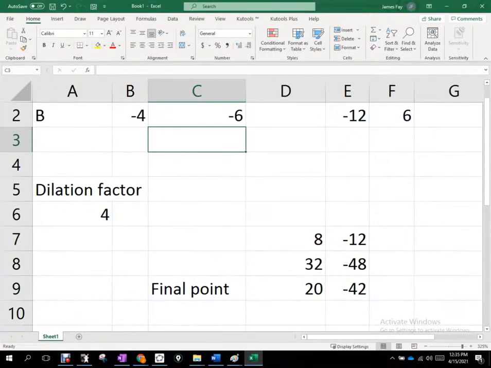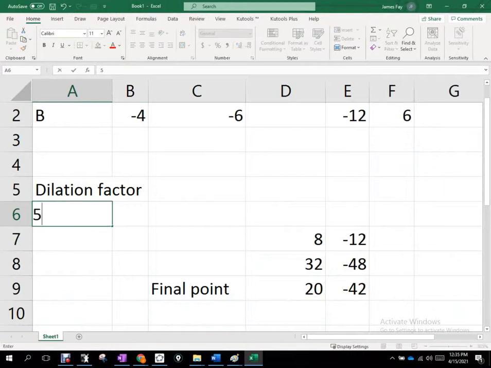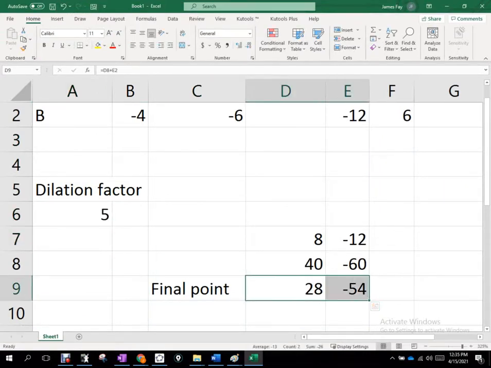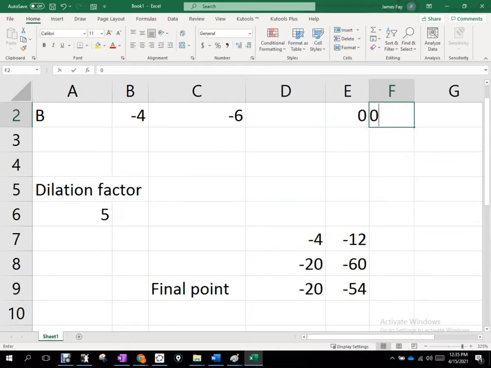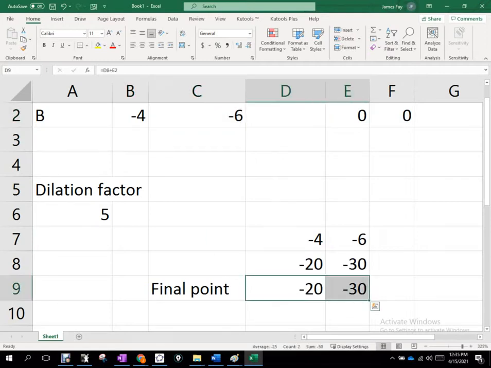If you were giving me a different scale factor, if you said I want a scale factor of 5, see how it changes? And now that would be the point that started at negative 4, negative 6, dilated about negative 12, 6 by a scale factor of 5. Okay. Let's make this 0, 0 real quick and see if this works. If you took that ordered pair right there, and dilated about 0, 0 by a factor of 5, does it give you that right there?